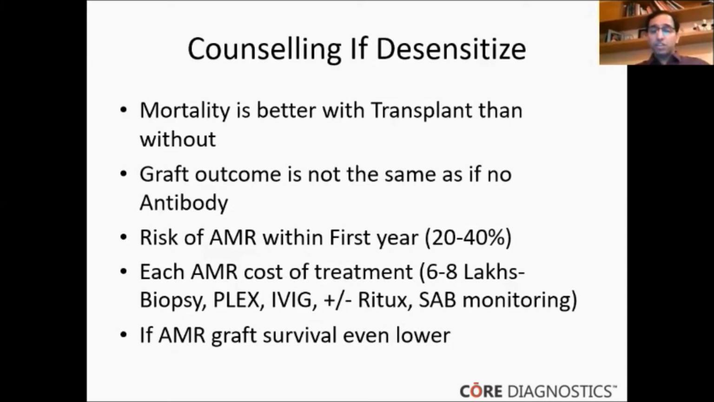Each antibody rejection is going to cost somewhere in the 6 to 8 lakh range in terms of treatment, biopsy, plasmapheresis, IVIG, plus or minus rituximab, and single antigen bead monitoring. So the patient and their family should be aware and ready for this kind of investment to move forward with a desensitization transplant. If you're going to go forward with this high risk transplant and you have a 20 to 40% risk of rejection, they should be able to manage this, because otherwise they're better off not proceeding. And if they do get an antibody rejection, the graft survival is lower than if they don't have a rejection.